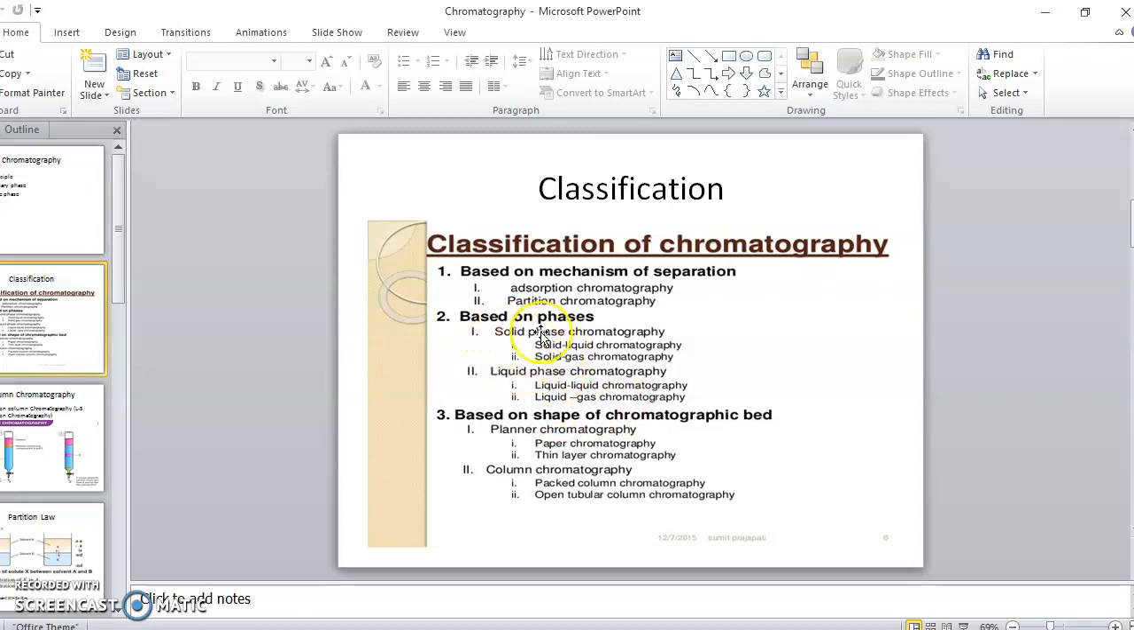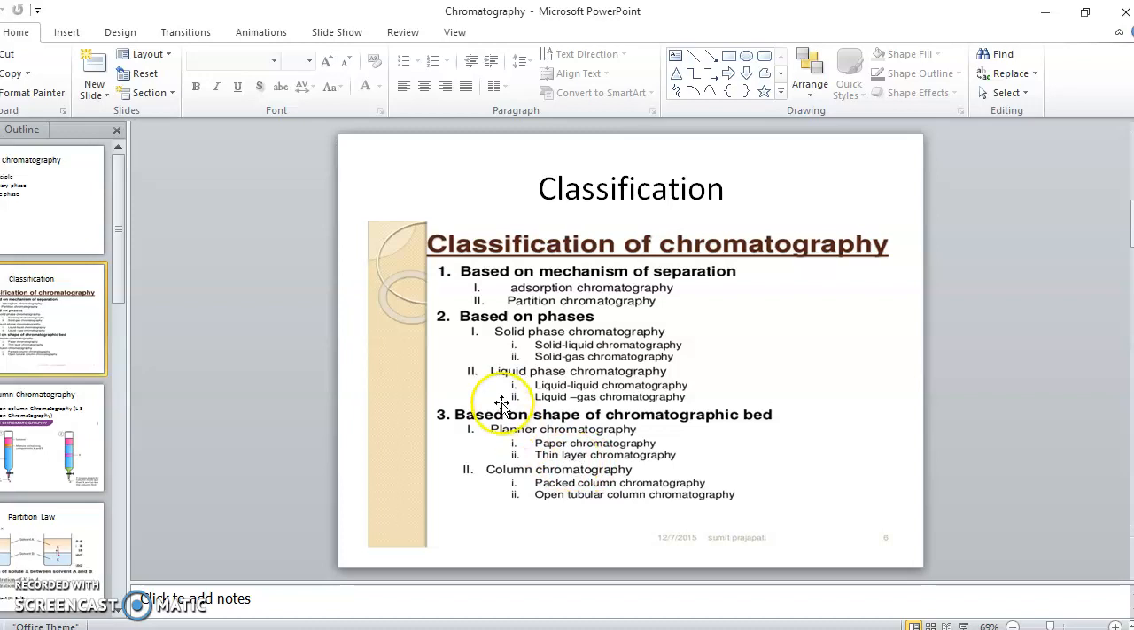While you are saying, first you have to specify the mobile phase, then the stationary phase, but here it is given in an inverted way. First it is given as stationary phase, but actually you have to give first the mobile phase, then the stationary phase. Then it is based on the technique of separation.